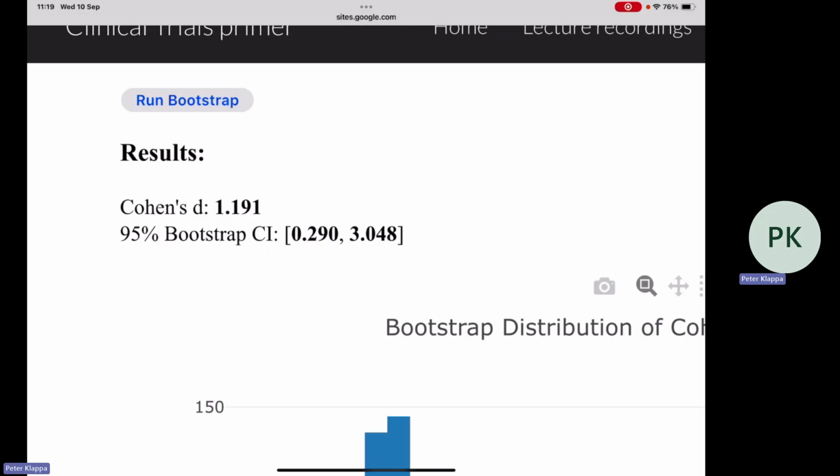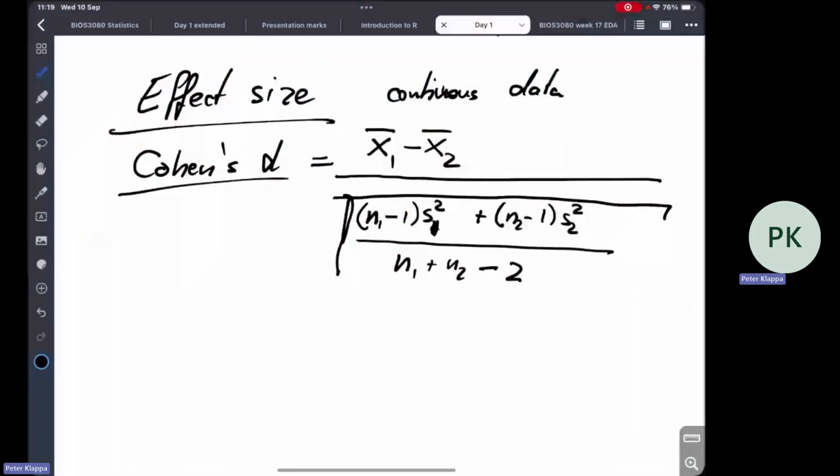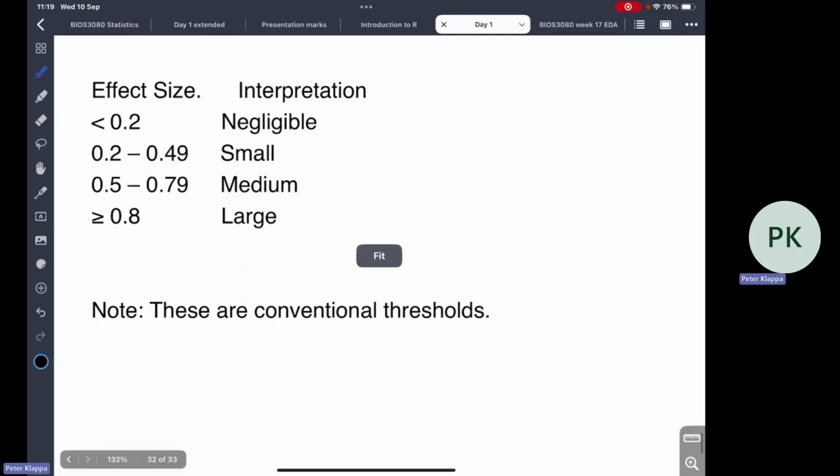1.2? It's just a number, isn't it? What the hell does that mean? Well, there is a sort of a convention. And the convention is here.